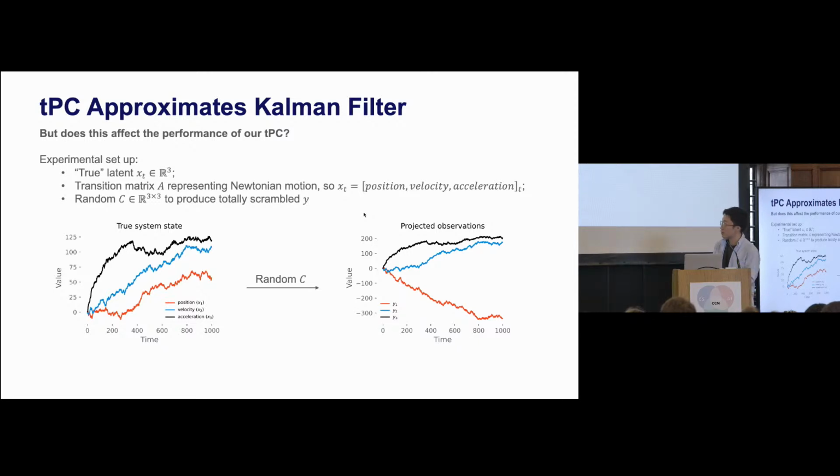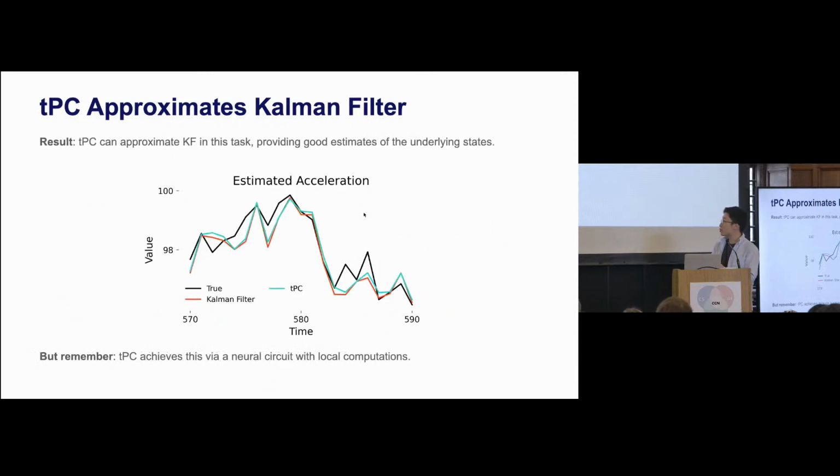So on the left is the true x, and on the right is the scrambled and very noisy y we produce from those true x. So the question is, can the temporal predictive coding model decipher the true states from these noisy y t's? So what we found is that the temporal predictive coding, together with Kalman filter, can provide very good estimations of the underlying state. What I'm showing in this figure is just the third dimension, which is the acceleration, but it's the same performance on the position and velocity.